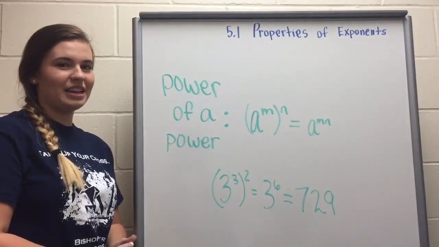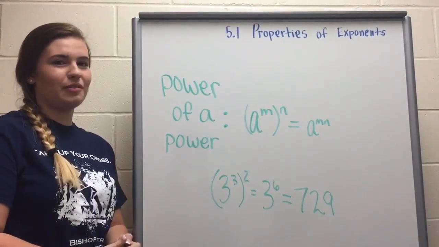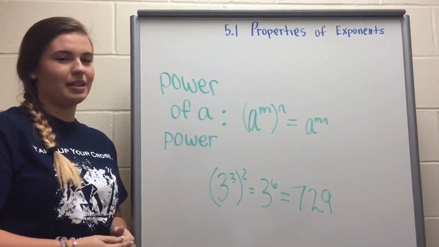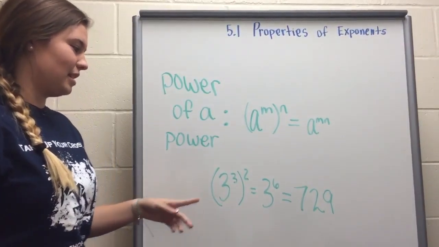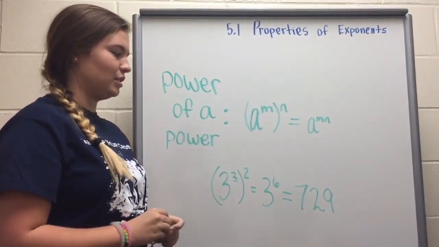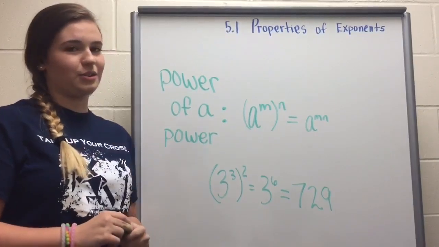The second property is power of a power, and that's when you have a base raised to an exponent, raised to another exponent, and you multiply those exponents together. An example of this is 3 raised to the third power raised to the second power, which is 3 to the sixth power, which is 729.